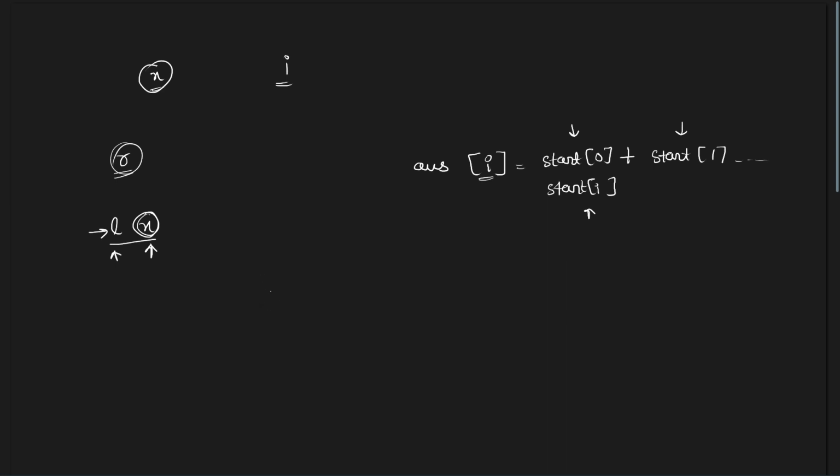Now let me just give you a more graphical representation of this. For example, this is some kind of an array, and there is a range starting from 0 like this.